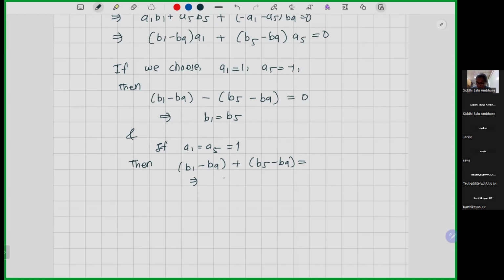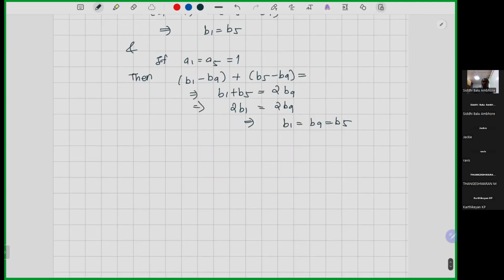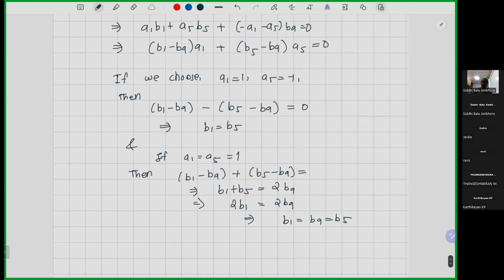B1 plus B5 is equal to 2B9, but B1 and B5 are the same. Then 2B1 is equal to 2B9, and this will give me B1 is equal to B9 is equal to B5. So all of them are 1. So see here, I chose this.